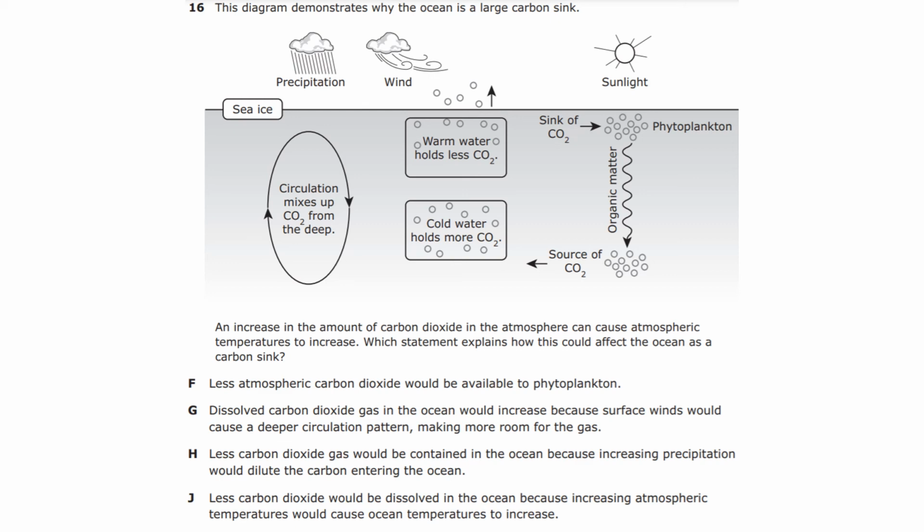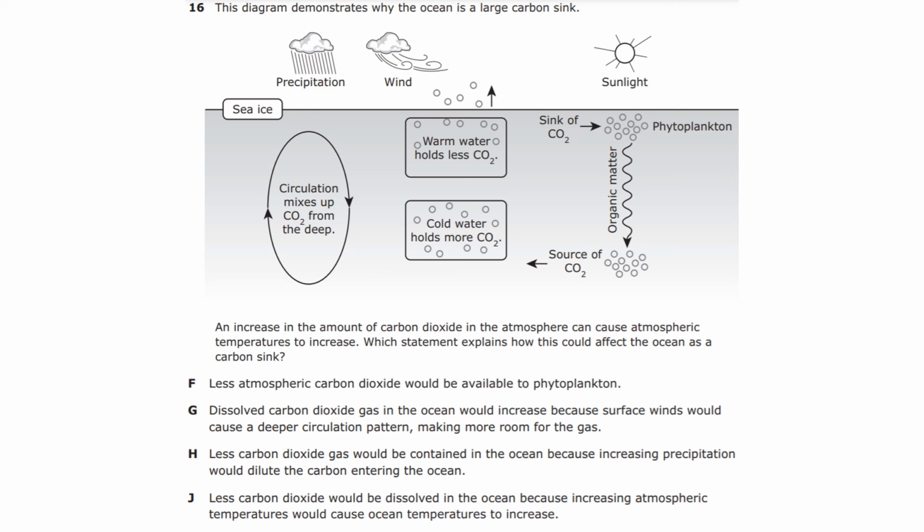So let's see if we can find something that says something to that effect, okay? Because you've got to figure out what this picture is showing you. It says less carbon dioxide would be available to phytoplankton. Well, that's not true. More carbon dioxide would be available as more of it is released. G says dissolved carbon dioxide gas in the ocean would increase because the surface winds would cause a deeper circulation pattern, making more room for the gas. Well, that's not true. The more wind we have, the more it circulates the ocean, so the more it's going to cause a disruption and cause turnover, basically.